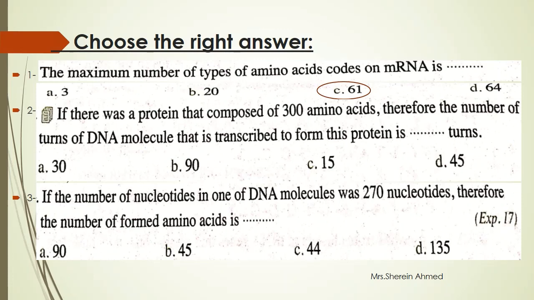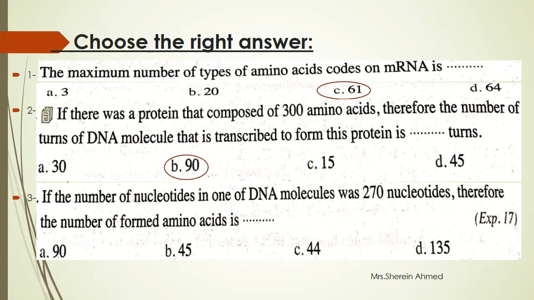2. If there was a protein that is composed of 300 amino acids, therefore the number of turns of the DNA molecule that is transcribed to form this protein is how many turns? You know that 300 amino acids means that they are made of 300 codons, which are composed of 300 times 3, as the codon is a triplet. So the answer is, yes, that's correct.